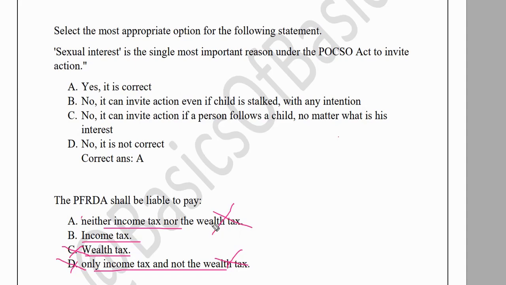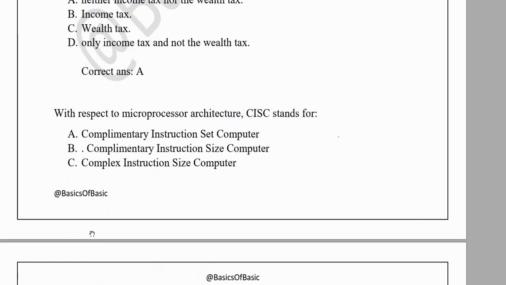So since wealth tax is not present, yes, you can consider this also. But what about income tax? Yes, the PFRDA shall be liable to pay nothing. So neither the income tax nor the wealth tax. So both of them are not necessary to be paid by the PFRDA. Okay.